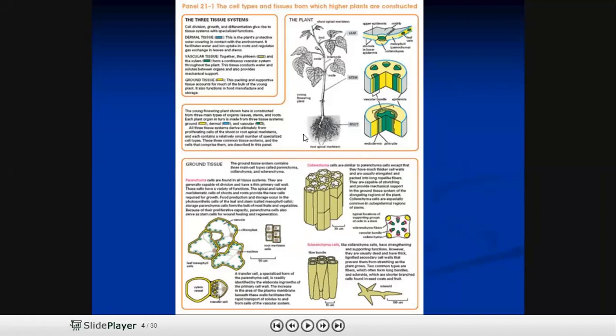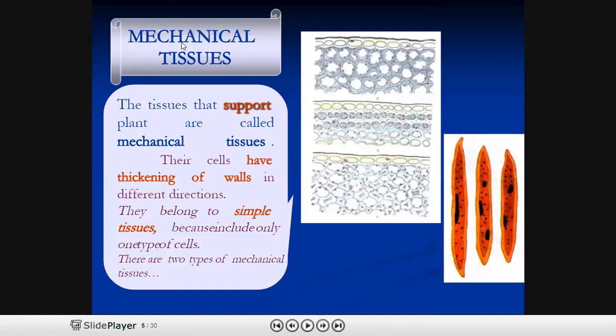They form the plants here. So this ground tissue is especially made up of parenchyma, collenchyma, and sclerenchyma. So this we see here as the mechanical tissue. Mechanical tissues do mechanical work: strengthening, bending, elasticity. So the name mechanical tissue is given because these kinds of tissue provide support to the plant.